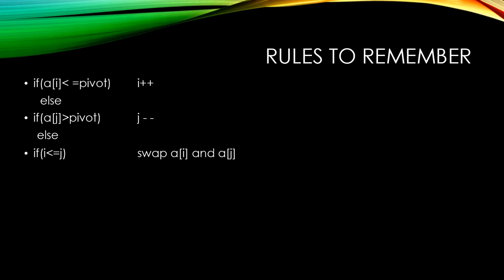Here, when the first rule becomes false, then only we have to go to the second rule. Same way, when the second rule goes wrong, we have to go to third rule. When the third rule goes wrong, we have to check the fourth rule. In any step after swapping, we have to start from the first rule.